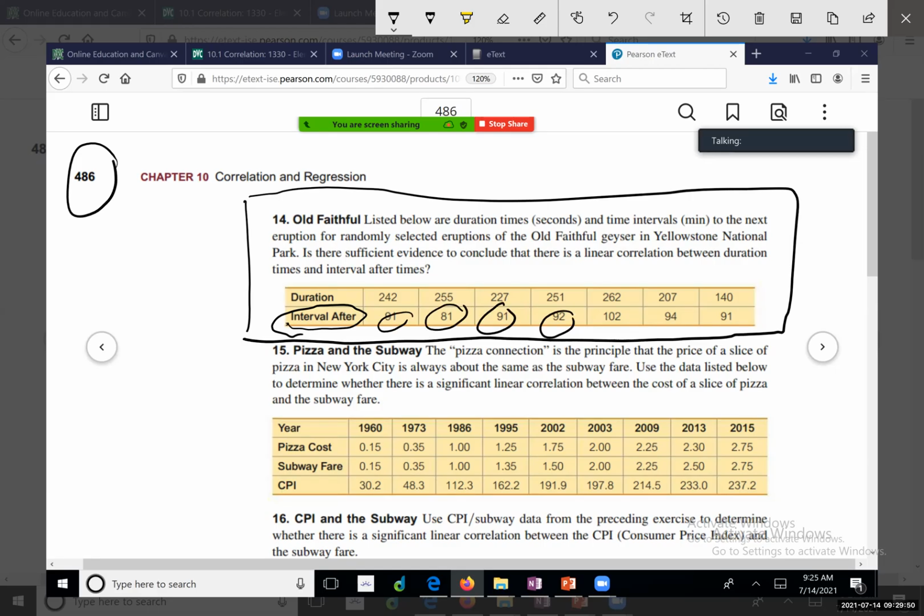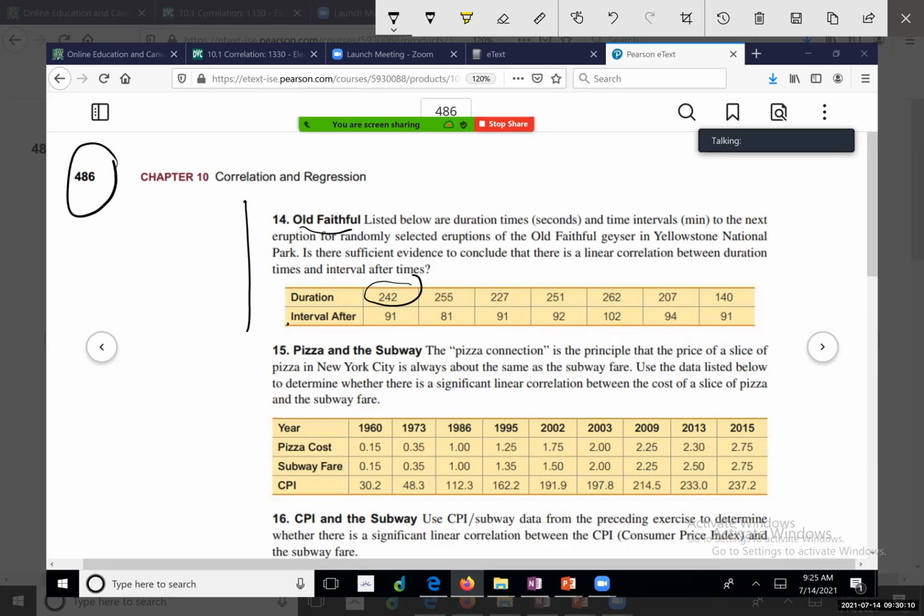So they want to know if the geyser goes for longer. They specifically observed Old Faithful. They want to know if the geyser goes longer, does that mean a longer interval until the next geyser? So that's what they are testing. Is there any correlation between duration and time after?